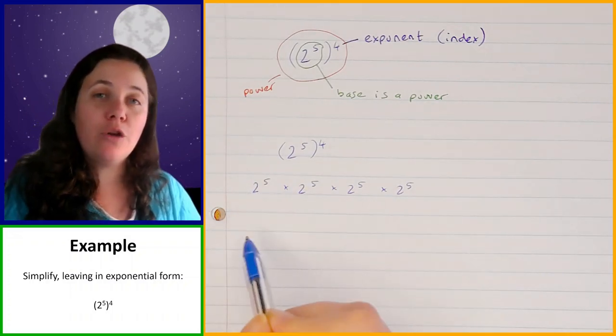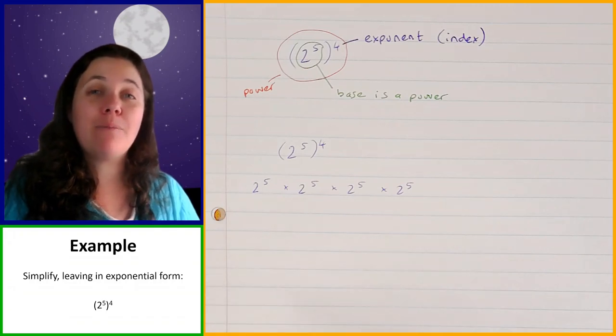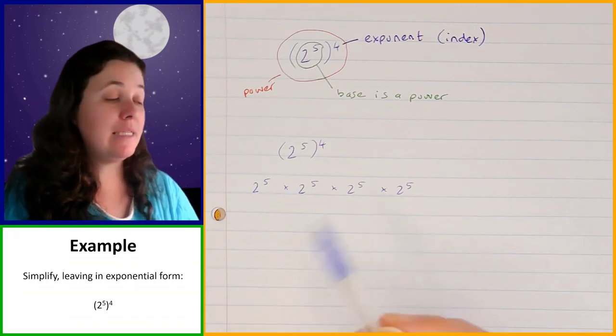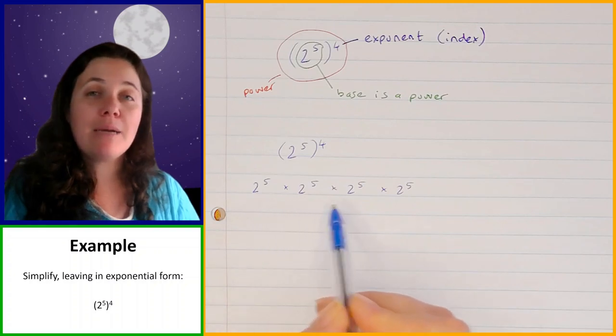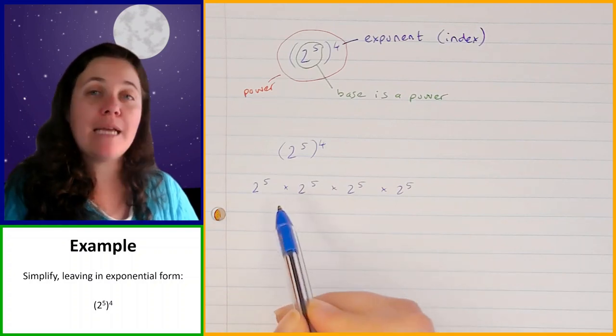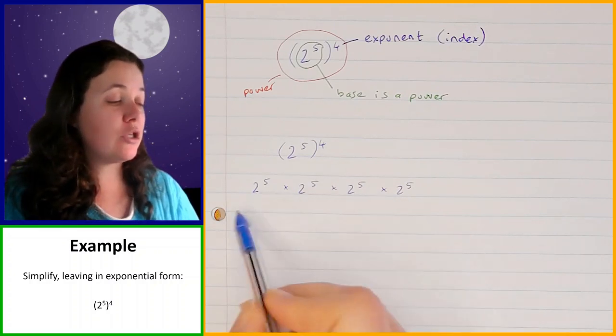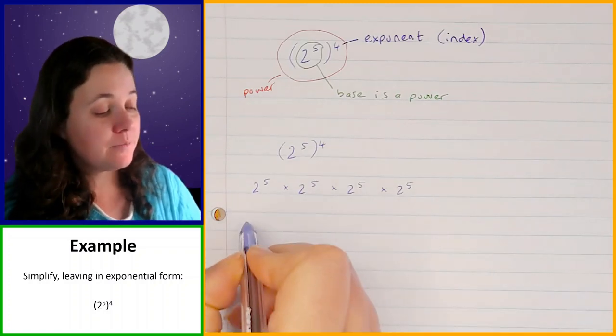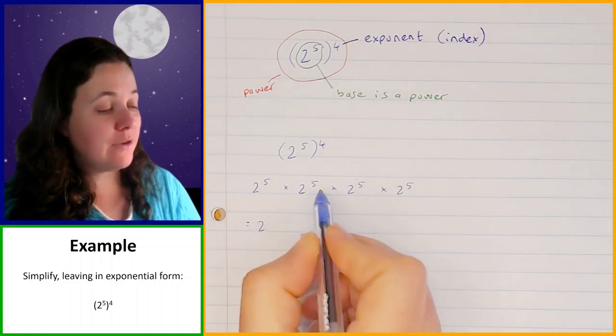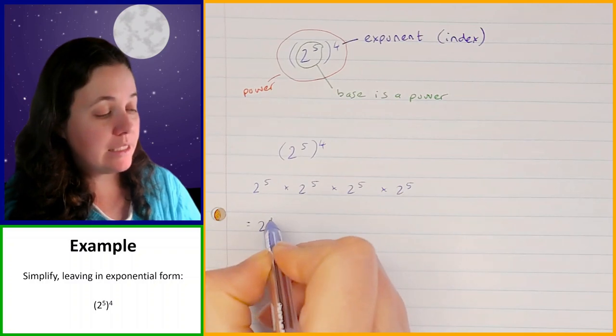Now, we have already learnt when we did multiplying powers with like bases, that when you have like bases that you're multiplying together, all you need to do is add the exponents. So what this is going to be when we simplify this is 2 to the power of 5 plus 5 plus 5 plus 5, which is 20.